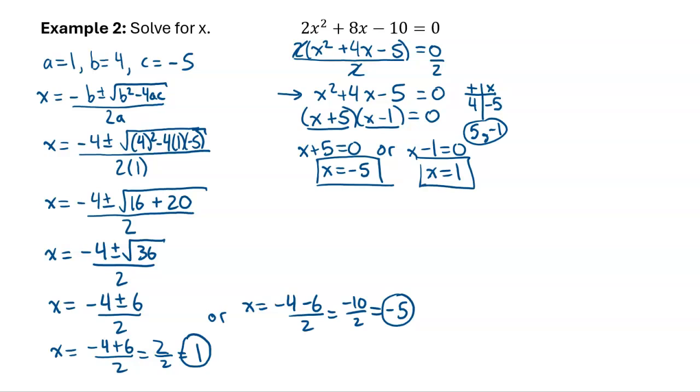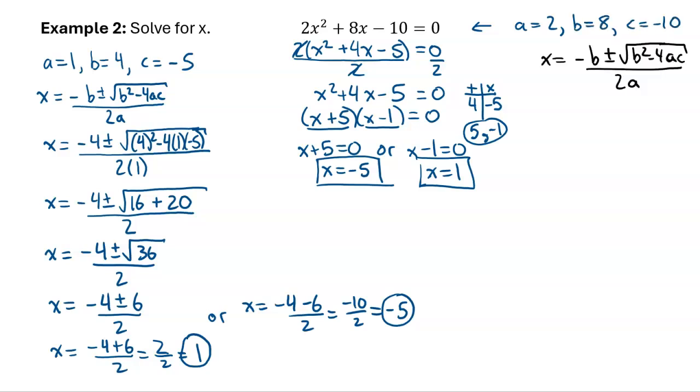quadratic formula. Now, I did say there would be a second way to get the same answer. And so let's see actually how that would work. If instead of using the x squared plus 4x minus 5, if instead we use the original equation without common factoring anything out, we would have had a equals 2, b equals 8, and c equals negative 10. And so there's our quadratic formula. x equals negative b plus or minus the square root of b squared minus 4ac all over 2a. And we go ahead and we substitute those values in. So negative 8 plus or minus the square root of 8 squared minus 4 times 2 times negative 10. And we're going to divide all of that by 2 times 2.